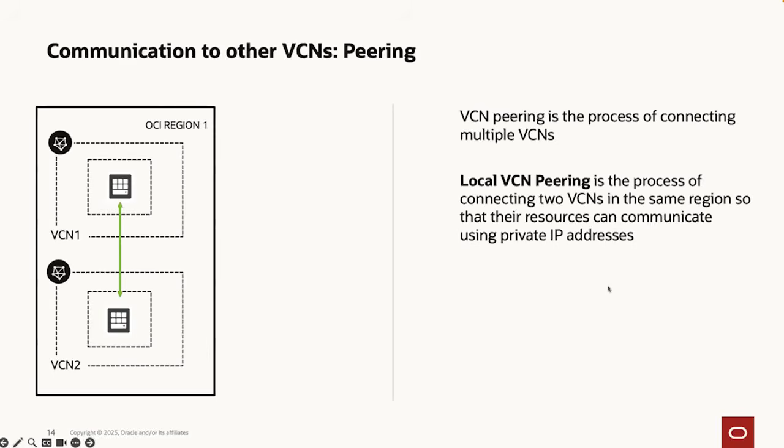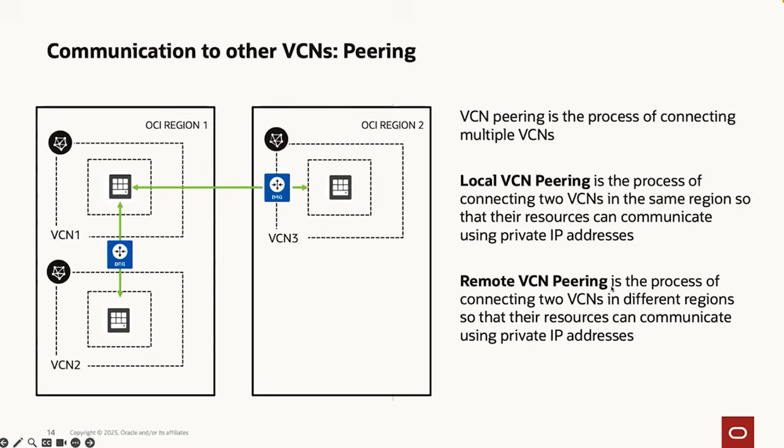And then lastly, we will look at connecting multiple VCNs through VCN peering. So we have two options here. We have local VCN peering, which is the process of connecting two VCNs in the same region. So you can see VCN1 and VCN2 are connected, and they're both located within region one. And then we also have remote VCN peering, which is the process of connecting two VCNs in different regions. So VCN1 in region one is connected to VCN3 in region two using that dynamic routing gateway as well. So those are our gateway offerings.